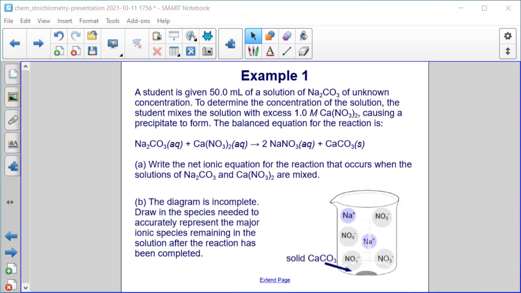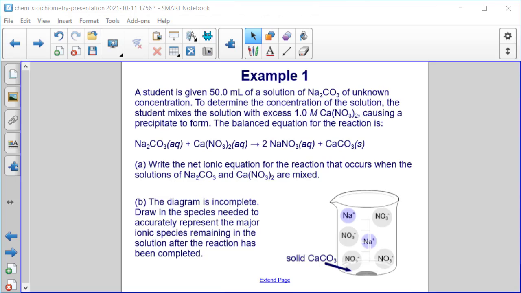Example 1. A student is given 50.0 milliliters of a solution of Na2CO3 of unknown concentration. To determine the concentration of the solution, the student mixes the solution with excess 1.0 molar calcium nitrate, causing a precipitate to form. The balanced equation for the reaction is Na2CO3 plus CaNO3, both aqueous, combine to produce 2 NaNO3 aqueous plus CaCO3, which forms the solid precipitate.